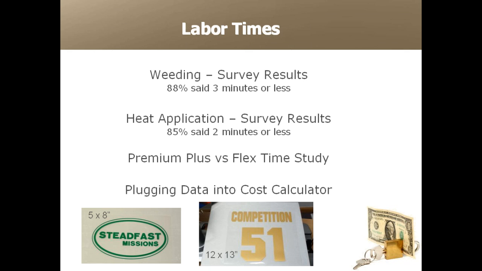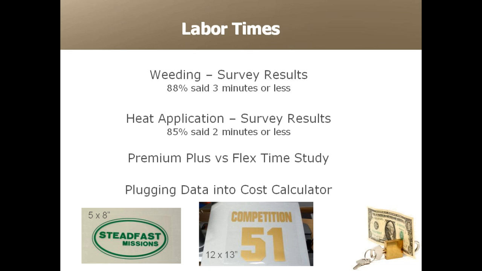Now, one of our sales advantages with Premium Plus, and advantages to your shop, is that it is faster and easier to weed and faster to heat apply than a lot of materials out there. So we did a time study, which will be published on video, of these 2 particular designs. This 5 by 8 inch design with Thermoflex took 1 minute and 45 seconds to weed. With Premium Plus, 51 seconds. This is 2 different weeders, not myself, doing 6 designs each, and we took an average of their total times.